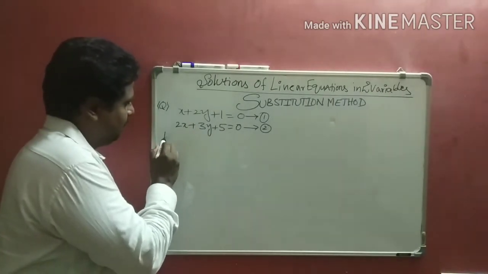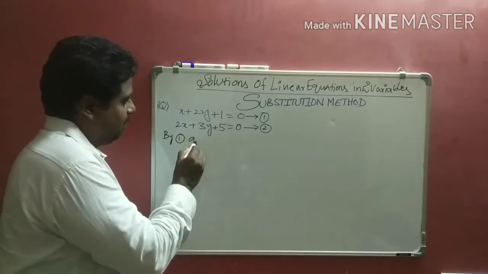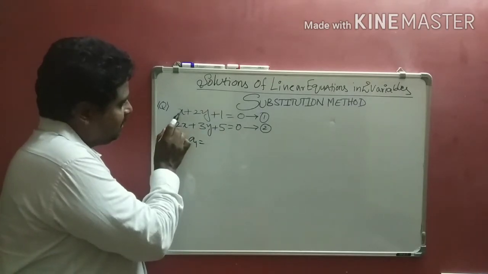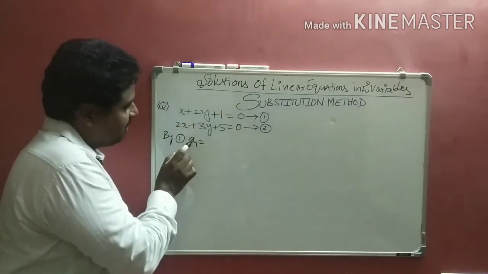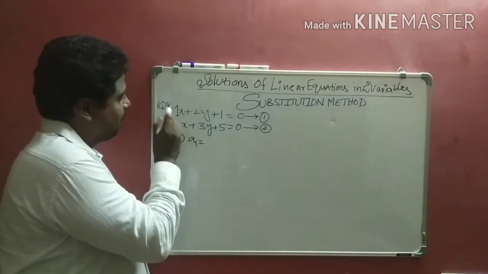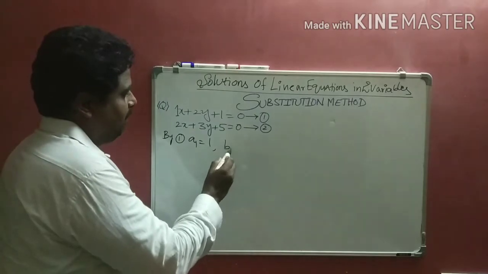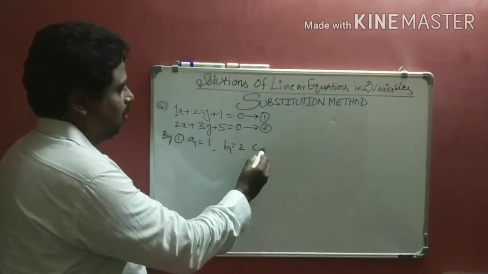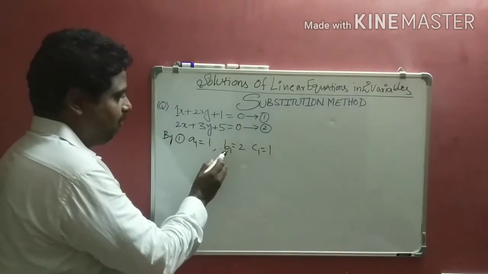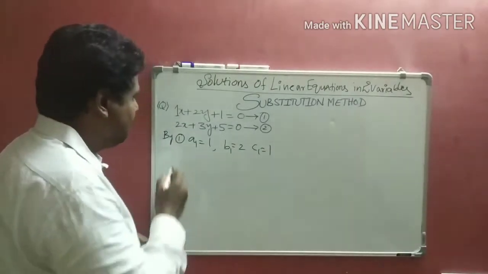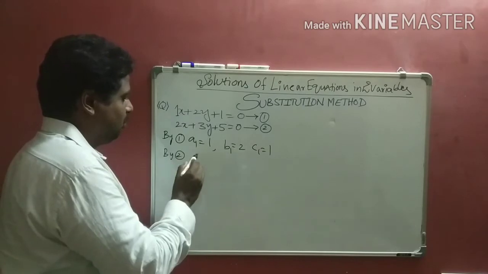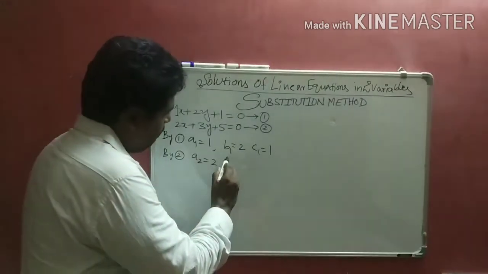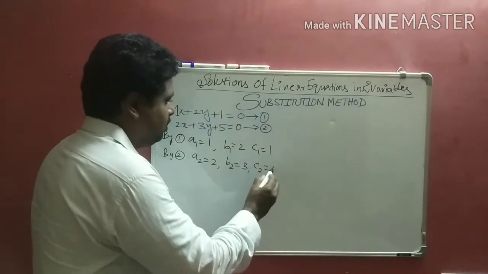So by equation number 1, it is compared with a1x plus b1y plus c1 is equal to 0. A1 in this sense, I already told you in last videos, coefficient of x is called a1. So here coefficient of x is 1, so a1 is equal to 1. In the place of b1 we have plus 2, so b1 is 2, and c1 is equal to 1. Understand? So by equation number 2, a2x plus b2y plus c2 is equal to 0, a2 is equal to 2 and b2 is equal to 3 and c2 is equal to 5.